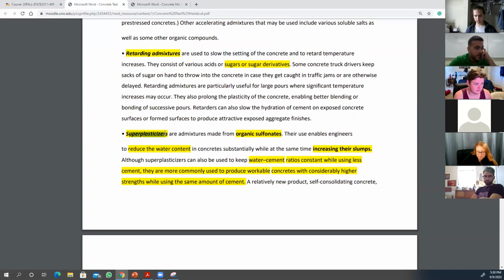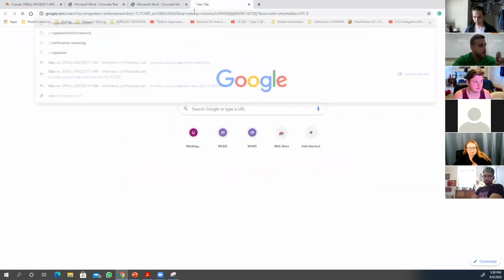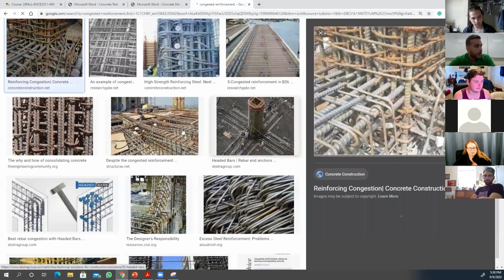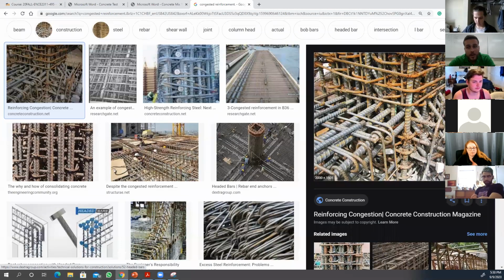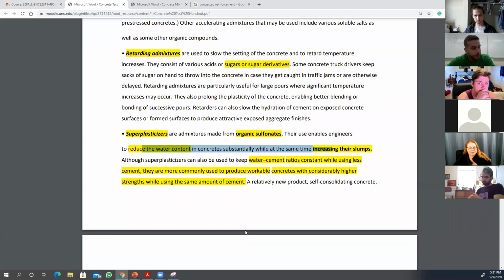Okay, super plasticizers. That was a question that was asked in the previous handout. They are admixtures made from organic sulfonates. Their use enables engineers to reduce the water content in concrete substantially while at the same time increasing the slump. So I get high workability. When I look at these congested reinforcement right here, I need high workability, but at the same time I need higher strength. I asked too much, but the scientists always came up with the admixture. So we as engineers can use it.